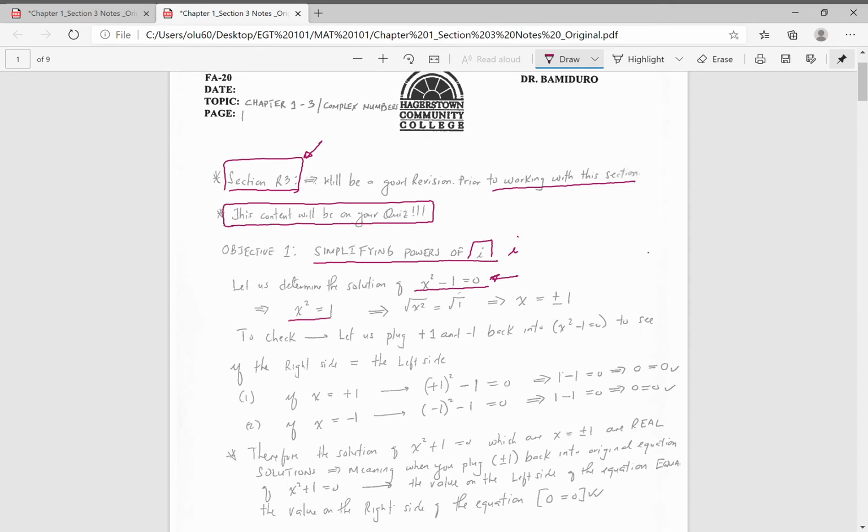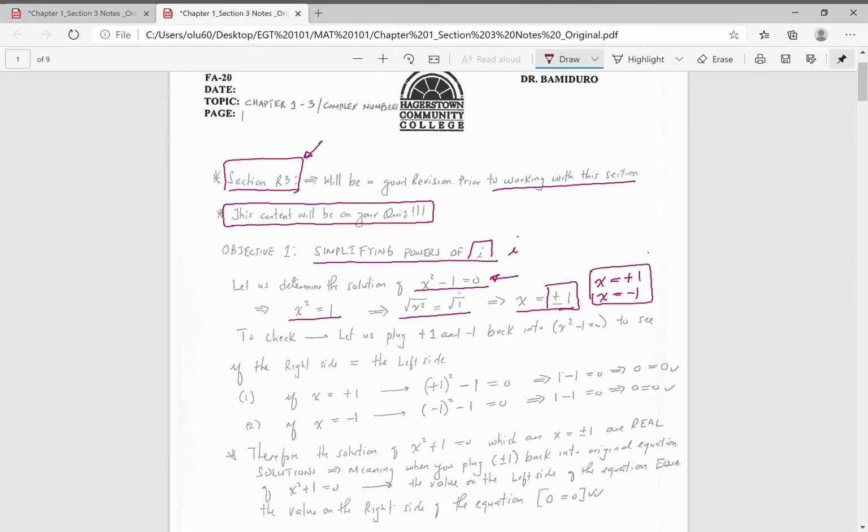So in doing so, we can take the negative 1 to the other side of the equation. Therefore, it's going to be x squared equals 1. And then we can take the square root of both sides, right? And then when we solve, we're going to get x equals plus and minus 1. Meaning that x can be a positive 1 or x can be a negative 1. So either one of these solutions should be a real solution.